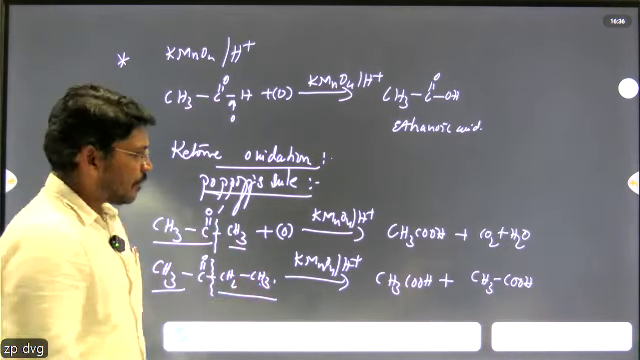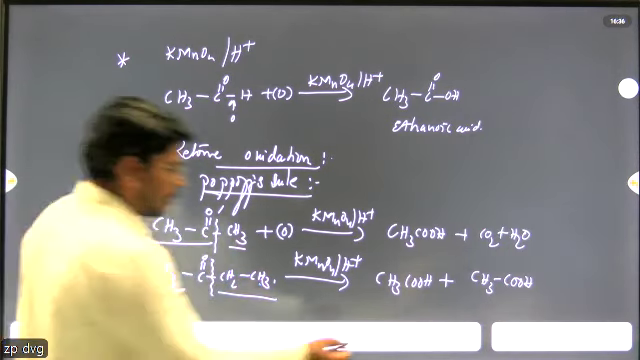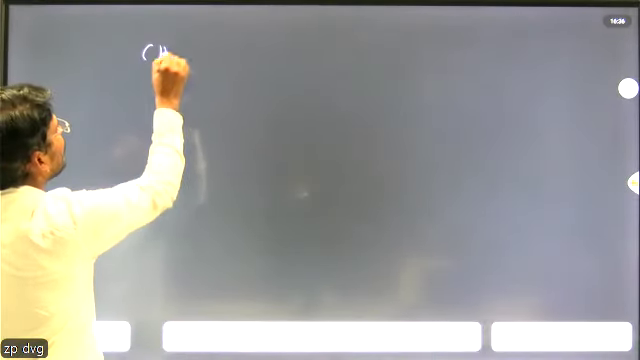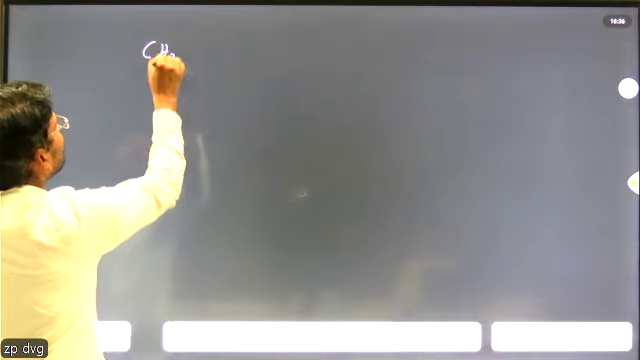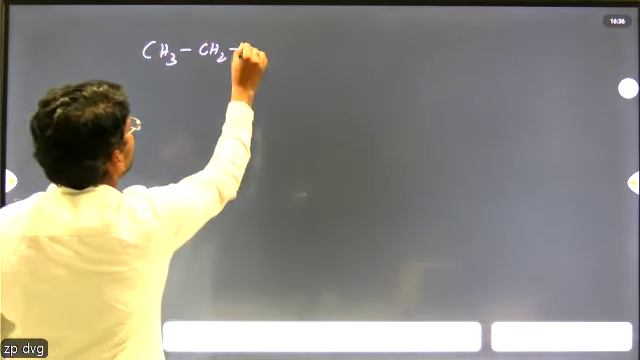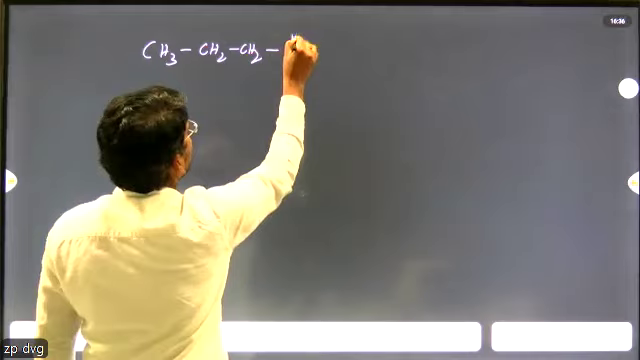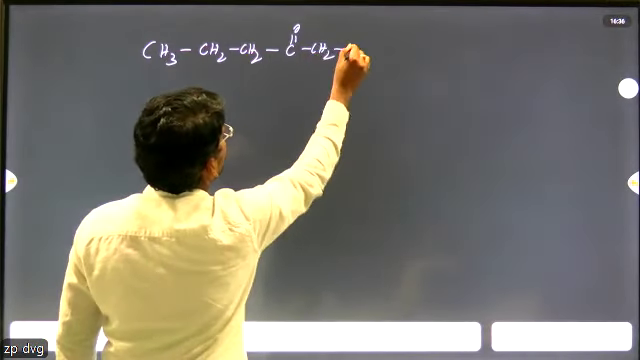Let us see another example of how you consider Popov rule. First we can consider one more example, CH3, another one, CH3 CH2 CH2, where it contains C double bond O, and here it contains CH2 CH3.